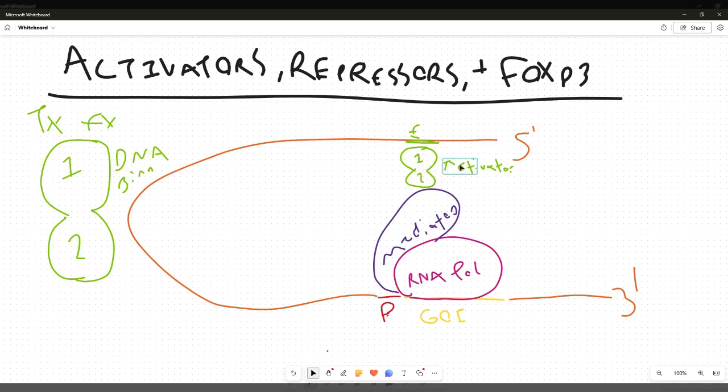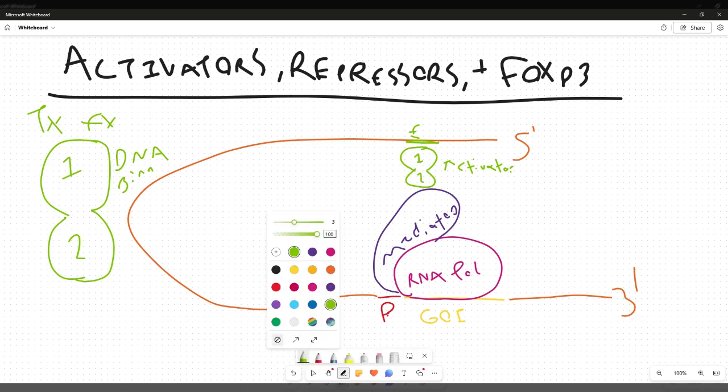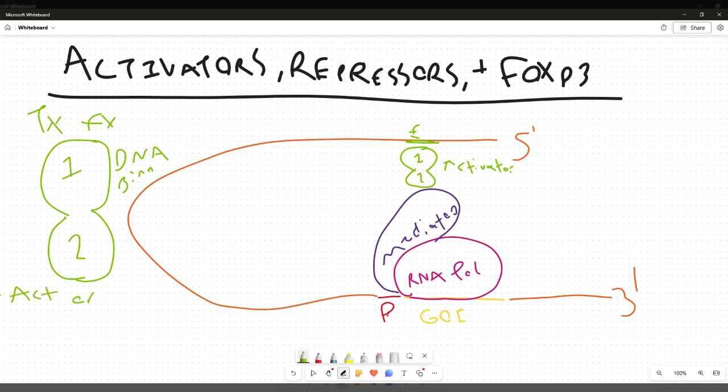So let's go back to domain 2. So domain 2 down here, this is an activator or repressor domain. So it is what it sounds like. So domain 1, this is what does the actual work. Well, sorry, I should say this is what binds to the DNA. And domain 2 does the actual work of signaling to activate the mediator protein and the RNA polymerase, or to repress it through a couple different mechanisms.